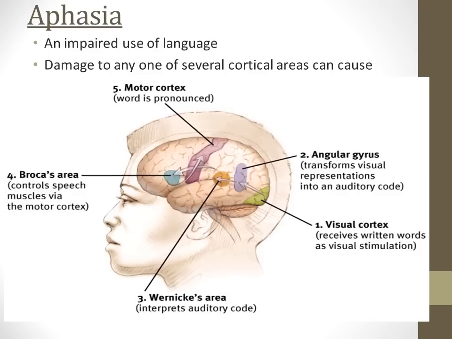Once it goes to the auditory code, it's going to go to the temporal lobe, specifically the larynx area, which interprets the auditory code that you're receiving. Then the Broca area, which we talked about, is in the left frontal lobe and controls speech and the ability to speak. And then the last one, 5, would be the motor cortex, where the words are actually produced.